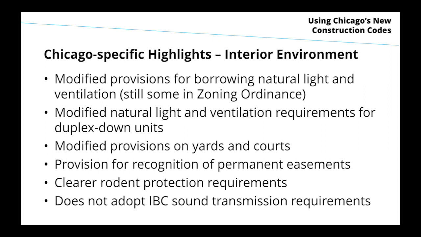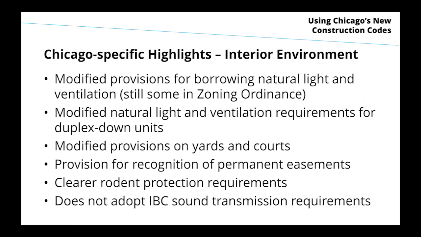And especially for duplex down conditions and basements, there are some further modifications to allow some conditions where there may not be required natural ventilation if part of the unit is above grade and there's mechanical ventilation provided. Provisions on yards and courts spell that out a little more clearly and modify them slightly from the conditions today. They are Chicago-based conditions, and they coordinate a little bit with some things in our zoning ordinance, I think. But there may be further room in years ahead for further coordination there.